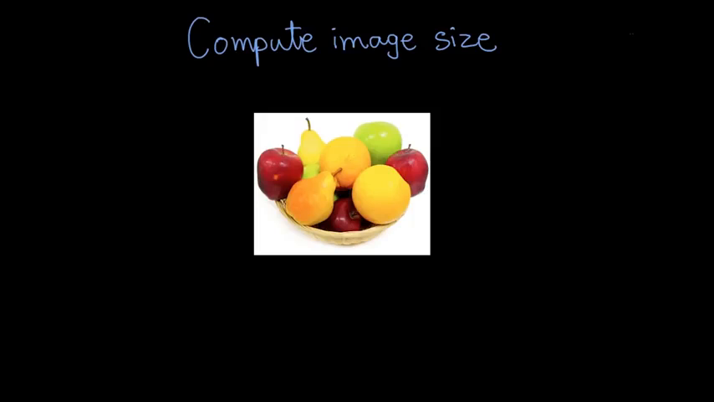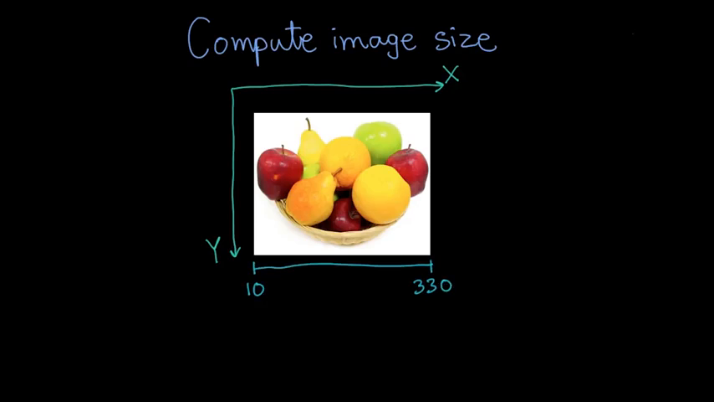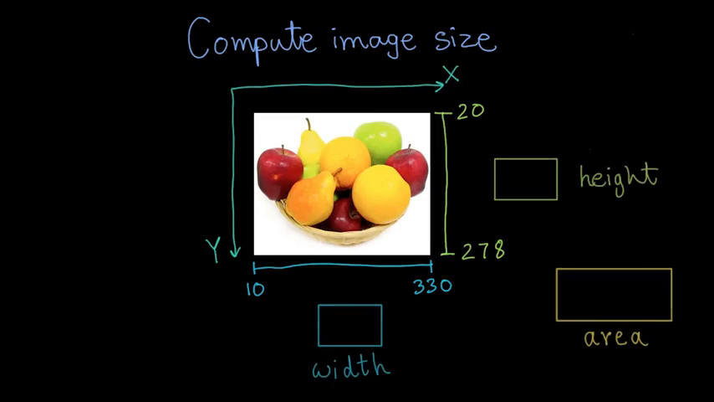All right. Let's take a moment to talk about image size. Here is an image defined over a two-dimensional space. Since it is a finite image, it must have certain bounds. Let's say the limits along the x-axis are 10 and 330, and similarly along the y-axis 20 to 278. Can you tell me what is the width and height of the image? How about the area that it occupies? Type in your answers in the boxes provided.